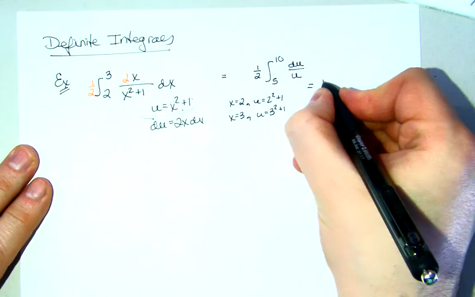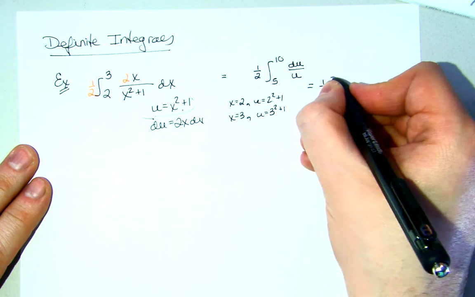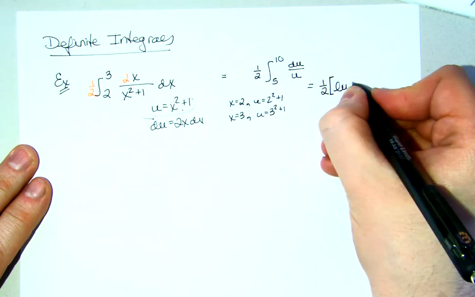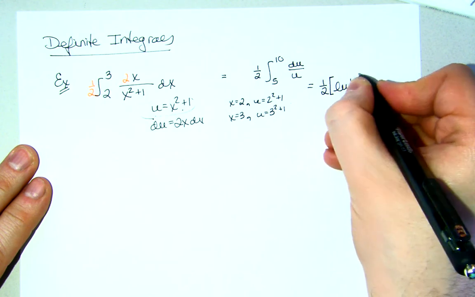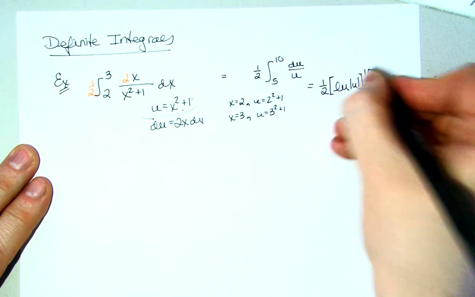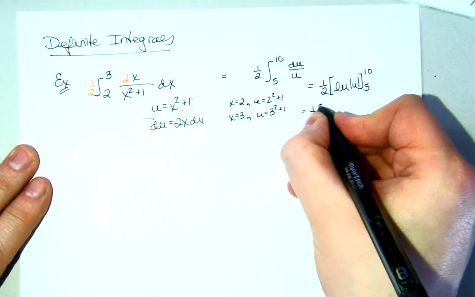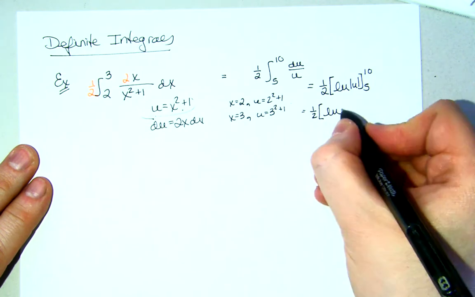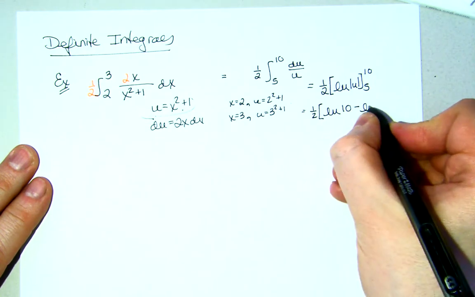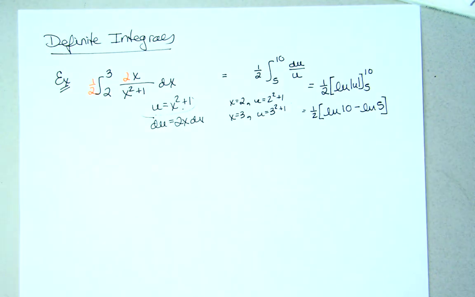Now, what's the integral of du over u? The absolute value of u from 5 up to 10. I'm going to plug in 10 minus I'm going to plug in 5. Actually, the absolute value of 10 is just 10. I don't need the bars there, and I don't need the bars on the other one. I'm going to get the natural log of 10 minus the natural log of 5, 1/2 times that.